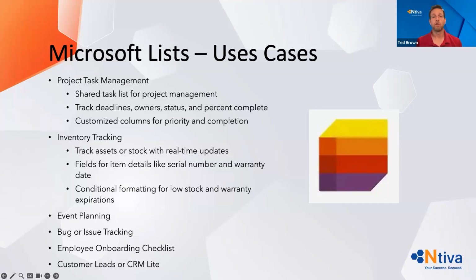With Microsoft Lists, you can also do inventory tracking. Maintain an up-to-date inventory of assets or stock, and use a list to track items, quantities, locations, and suppliers. For example, an IT team might list company laptops with fields for serial numbers, assignees, and warranty dates. Apply conditional formatting to highlight low stock or upcoming warranty expiration. Real-time tracking in lists helps avoid running out of supplies because everyone shares one source of truth.